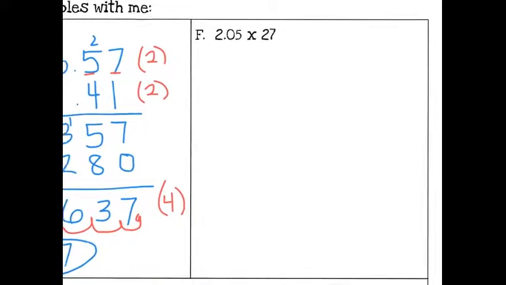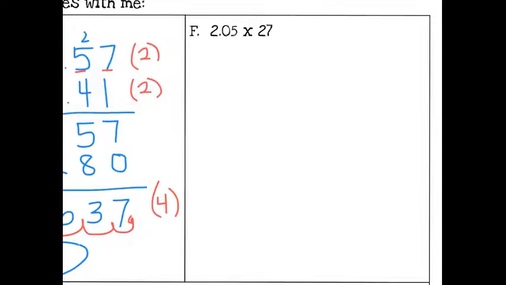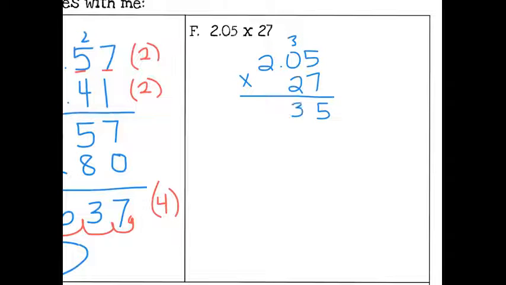Okay, let's come on over here and look at example F. So once again, we're going to multiply those numbers as if there were no decimal points. Okay, so I got my problem set up. Let's go ahead and multiply. 7 times 5 is 35. Carry the 3. 7 times 0 is 0, plus 3. 7 times 2 is 14. Start your second row with 0 as a placeholder. 2 times 5 is 10. Carry the 1. 2 times 0 is 0, plus 1. 2 times 2 is 4. We're going to add our rows together.